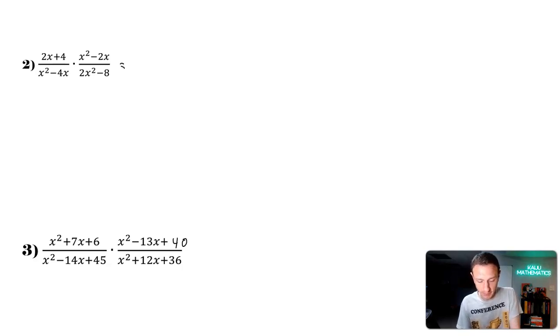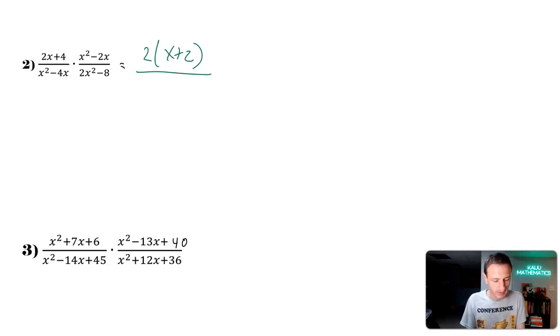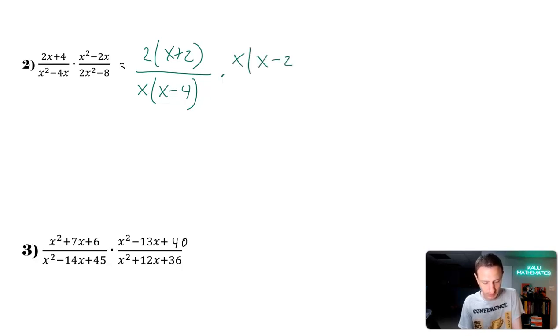So on the top left here, 2x plus 4, I can factor out a 2. So let's take out 2. So I'm left with x plus 2. In the denominator of that term, I have x squared minus 4x. I could take out an x. So let's take out that x. So I have x minus 4. Top right, x squared minus 2x. I could take out an x from there. What am I left with? x minus 2.